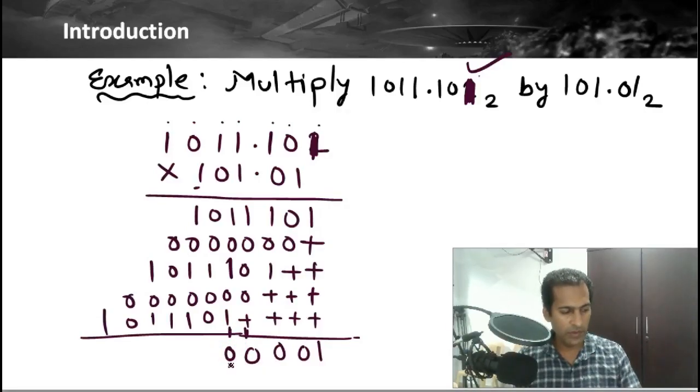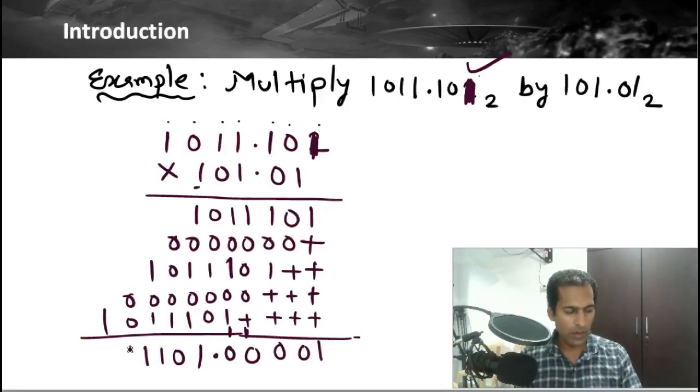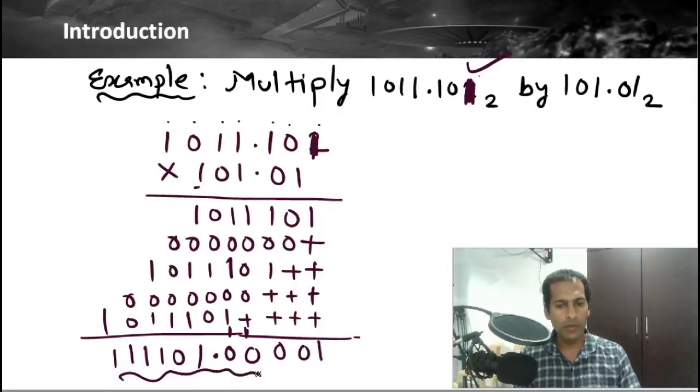Then it will shift. We have to put the decimal here. It will shift to the next. Then 1 1 0 plus 1, we get here 1. Then 1 1 0 0 1, say 0. Then here we will get 1. Then again 1, 1 and 1. So this will be the multiplication answer.